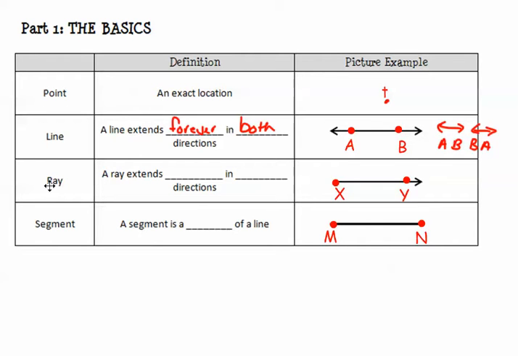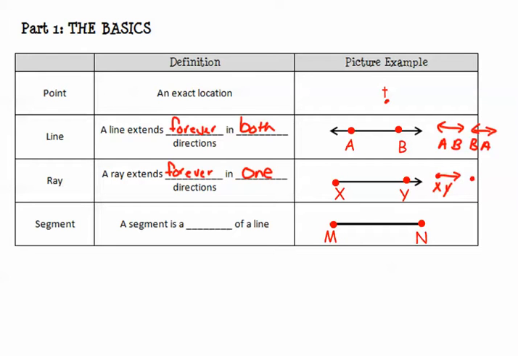Okay. The next one is a ray. A ray extends forever in one direction. So if you see my example, you notice that it starts at X here and it goes forever in the Y direction. Okay. So again, the way that I identify this is I have a ray symbol, and I choose two letters on the ray. The only thing different with this one is you have to make sure that the endpoint is the same on this side, ray XY.